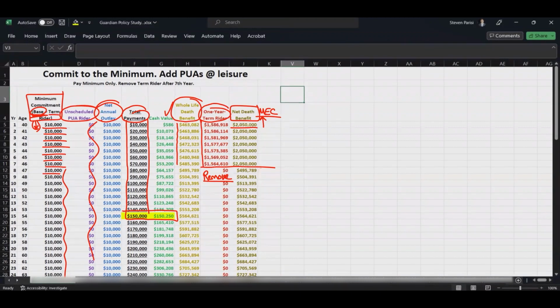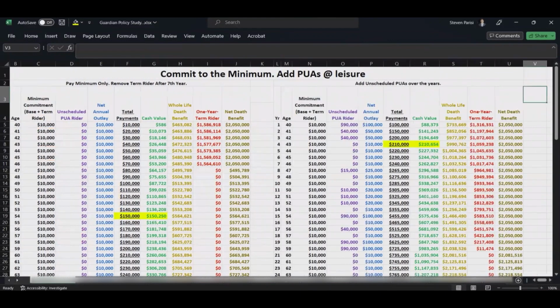So this example, again, shows just the minimum. Now let's compare this with adding more money. So what we're going to look at here is the exact same policy. We've got the minimum commitment, 10K per year, and then here, we've got our unscheduled PUA rider.